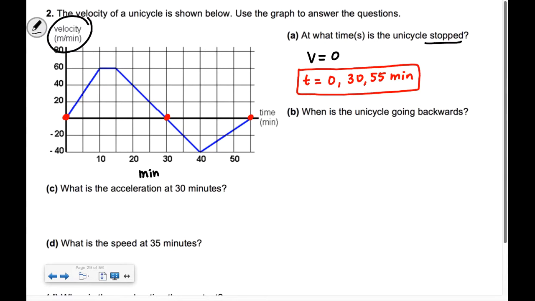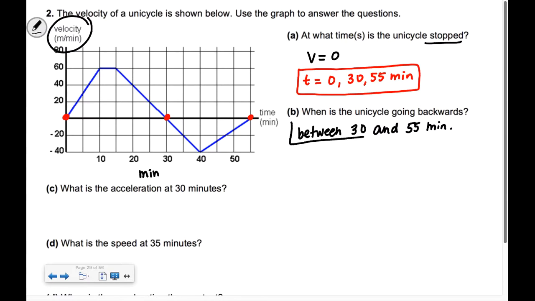All right, so when is the unicycle going backwards? So what do we think? When is it going backwards? Yeah, between 30 and 55 minutes, right? So you could say on the interval 0 to 30, but I would probably want to put units. So I'm going to say between 30 and 55 minutes. If we put 30 minutes to 50 minutes to count that, we're thinking with that, that's fine. I think you're fine.